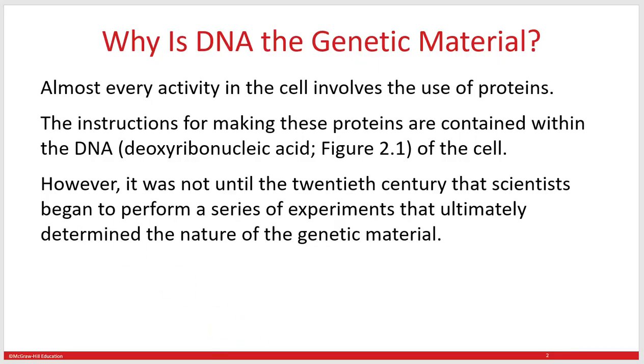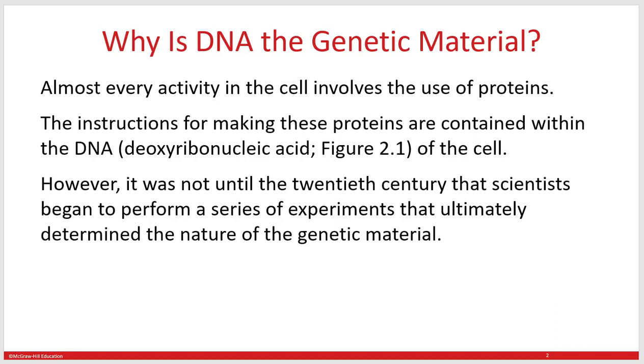So DNA is the genetic material. It's important because everything that happens inside your cell usually uses a protein. Your muscle cells contract because of proteins. You can send signals from your brain via hormones because of proteins. They're kind of the workhorses of the cell. And the instructions for all of those proteins are contained within the DNA.